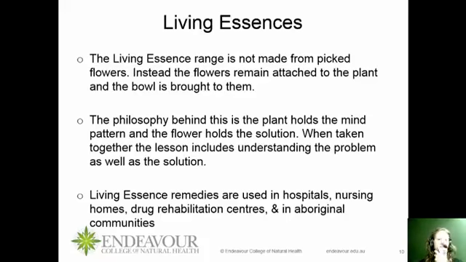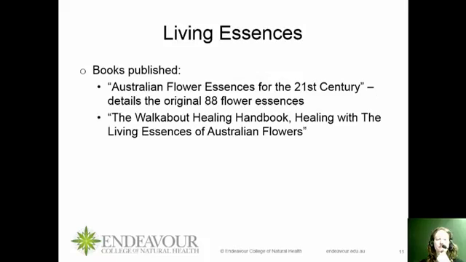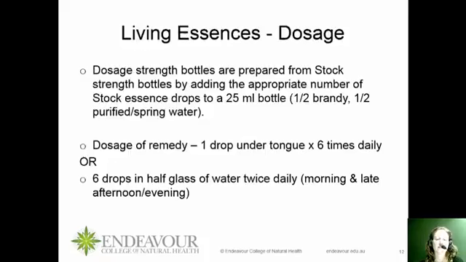They're used in drug rehab centres, they're used in hospitals. I did refer to a research paper on that, nursing homes and Aboriginal communities. They wrote 2 books. The first one there is the 88 essences. So as a therapist, if you're choosing to use the essence kit, they actually have a great deal more than 88 flowers, but that's the practitioner kit that you start with.